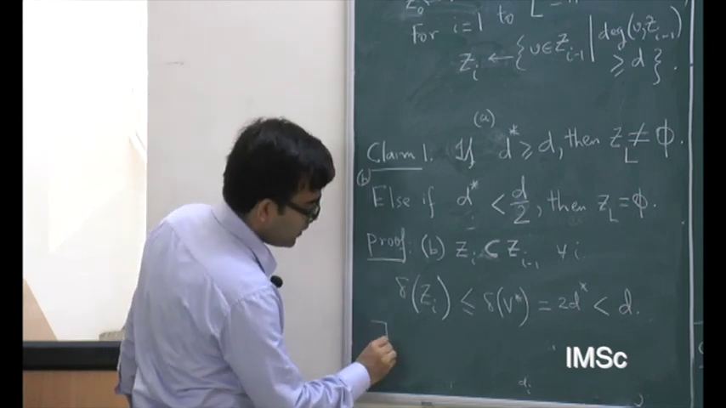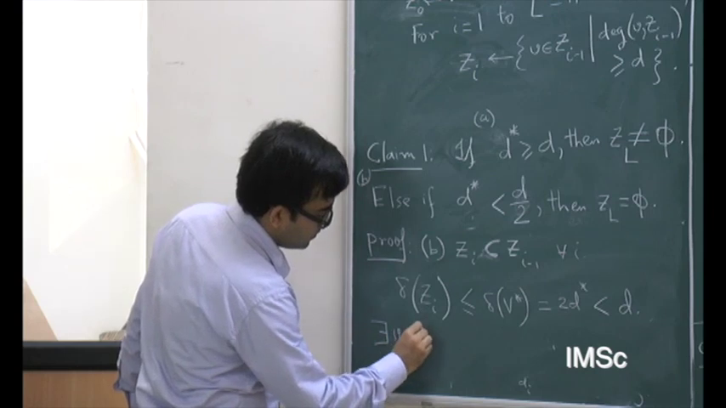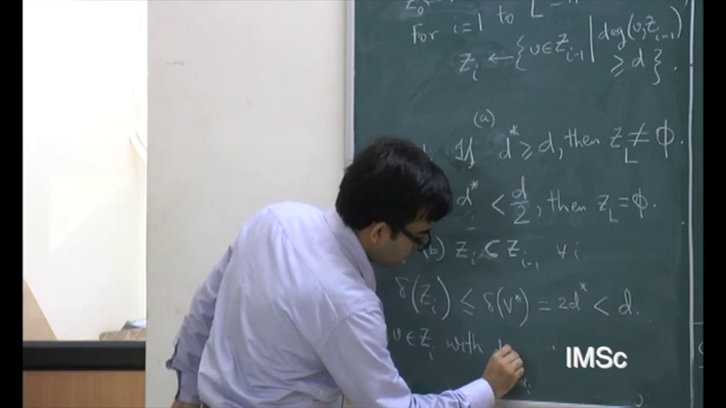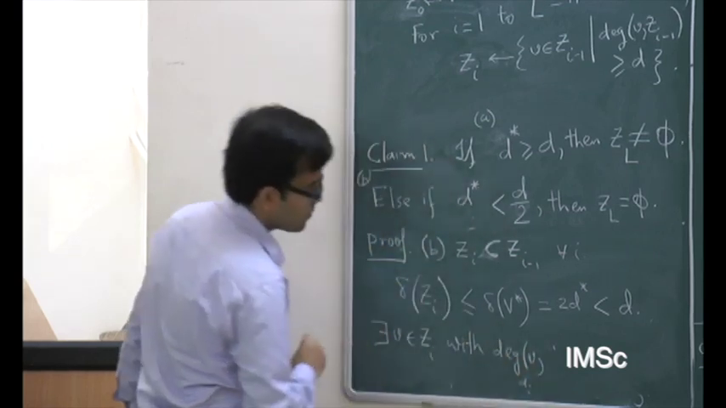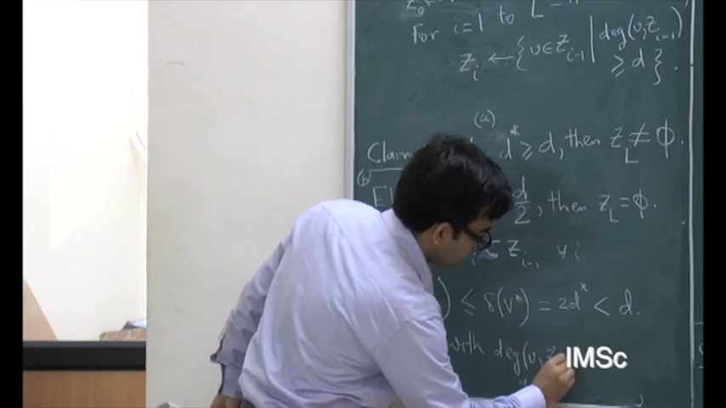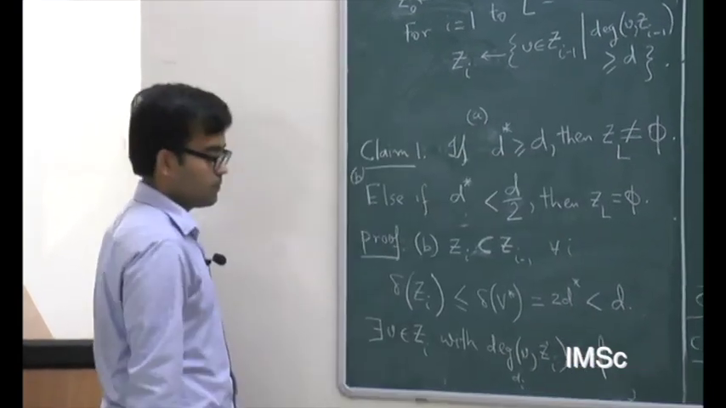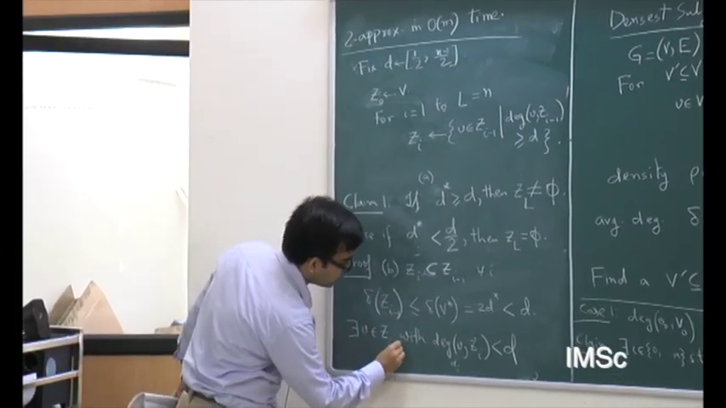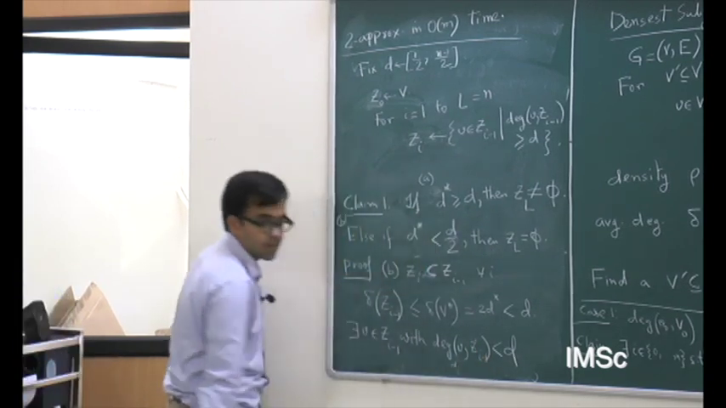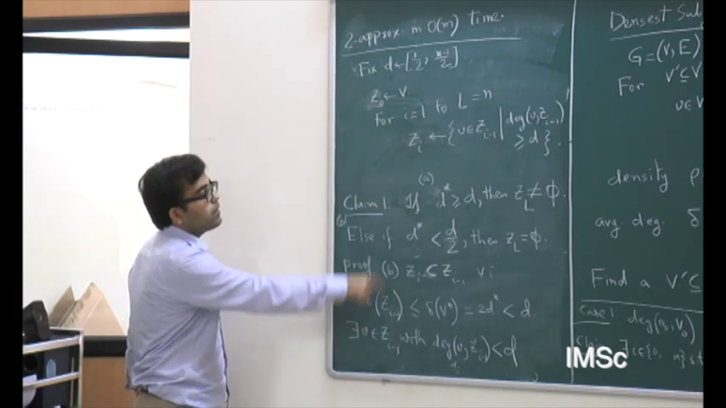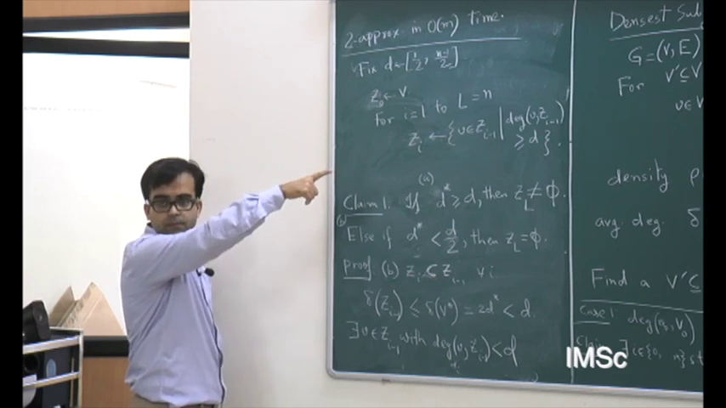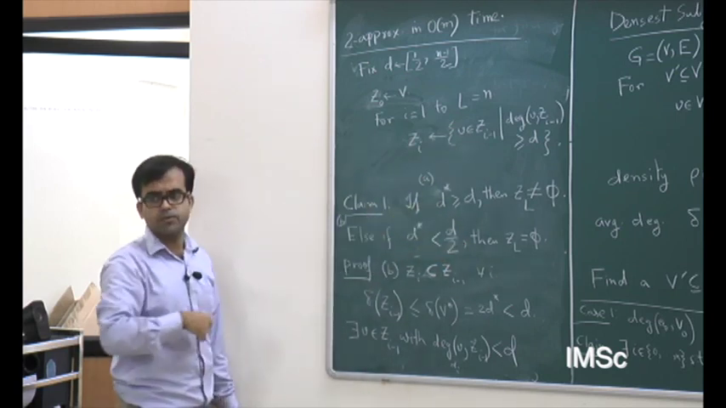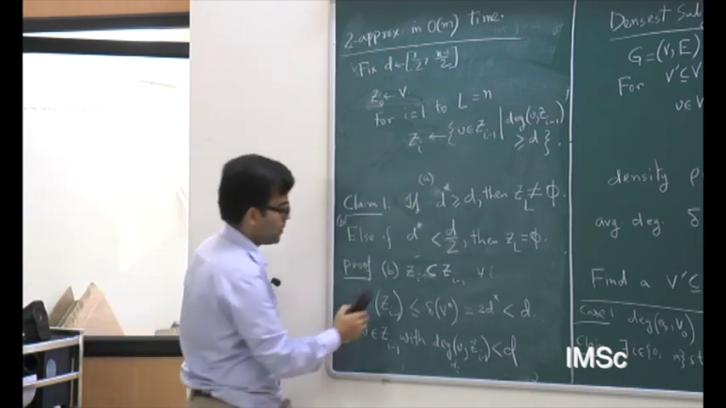That means there has to exist some node in Zi minus 1, sorry, with degree strictly less than D. And then this node V will not be part of Zi. So in each iteration you are removing at least one node. After L iterations you will remove all the nodes. Okay.